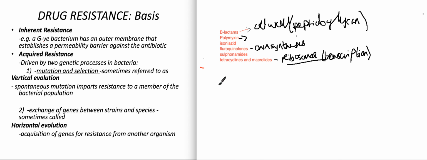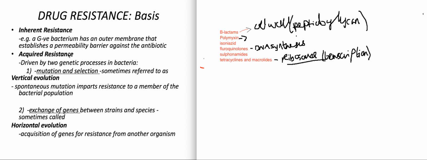The main one is inheritance. A bacterium has an outer membrane that establishes a permeability barrier against antibiotics. This has always been there, so it's genetically inherited resistance. In gram-negative bacteria, they have an outer layer formed from polysaccharides and polypeptides.